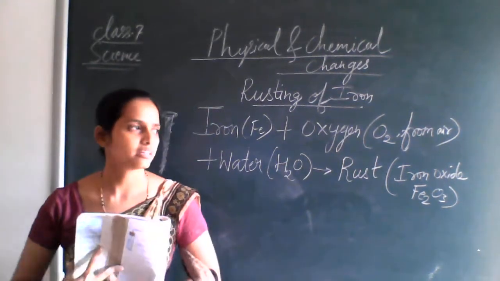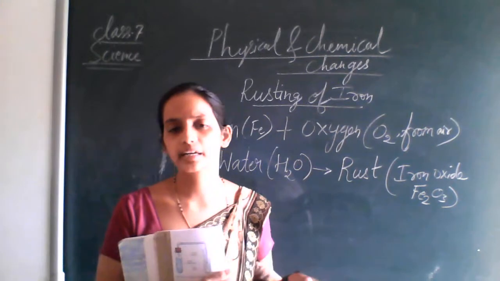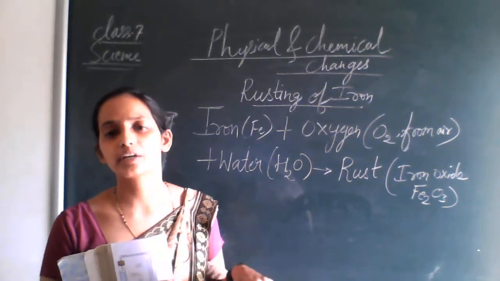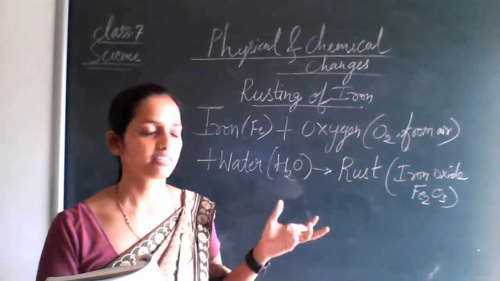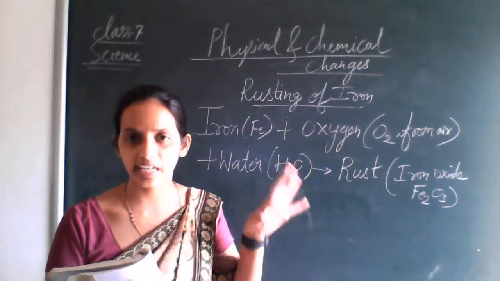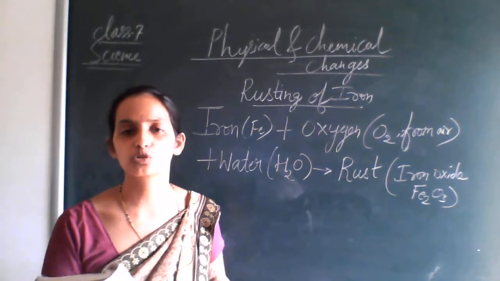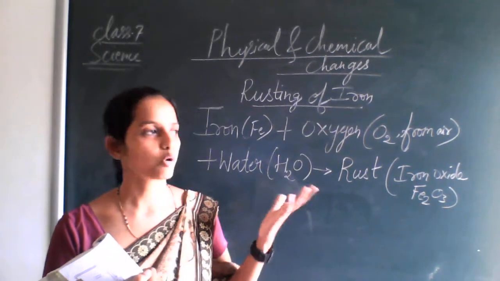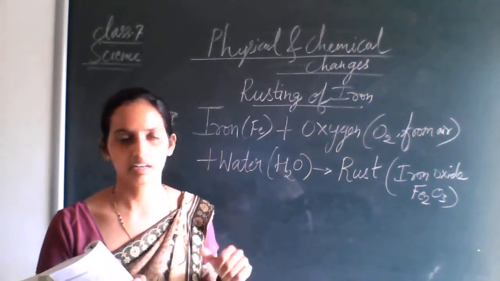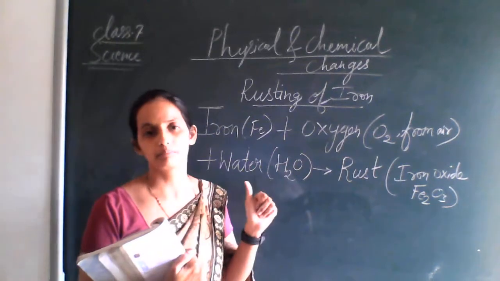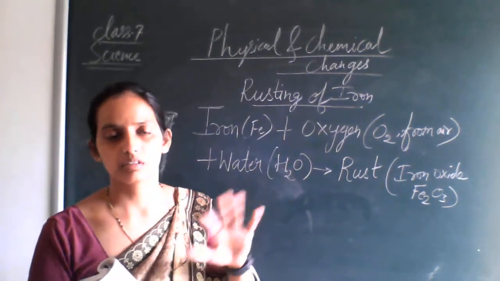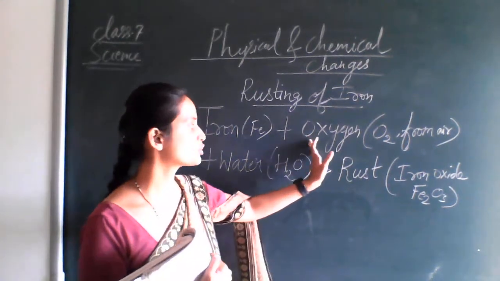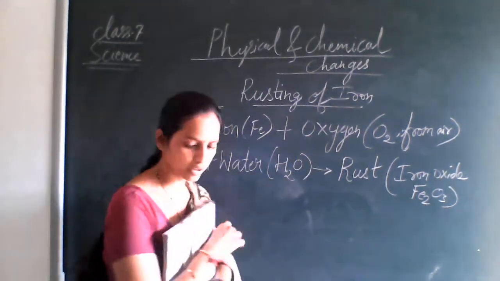Have you seen your iron metals or articles? What are we going to do? We are going to paint or grease them, right? If we have a metal door, window, gates, we used to paint them, right? Different colors of painting we provide to protect them from rusting. Otherwise, we also apply grease on them, so that they will not directly come into contact with oxygen and water.